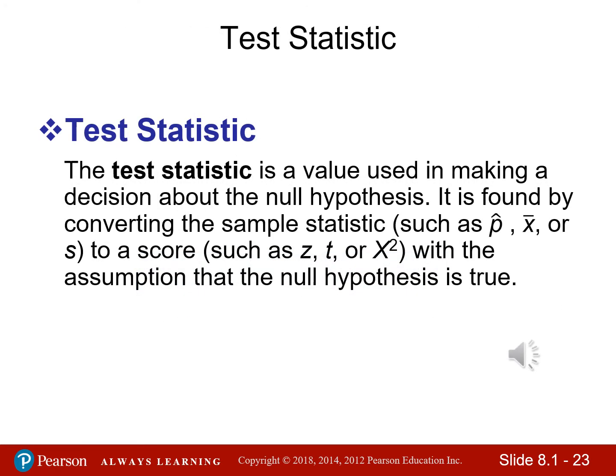The test statistic is a value used in making a decision about the null hypothesis, and it is found by converting the sample statistic, such as p hat, x bar, or s, to a score, such as z, t, or chi-square, with the assumption that the null hypothesis is true.